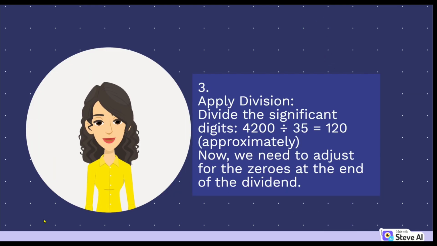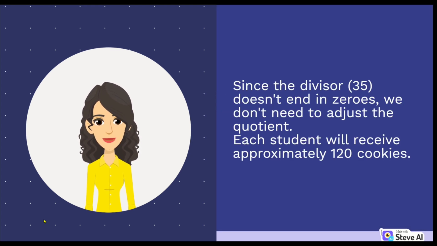3. Apply division. Divide the significant digits. 4,200 divided by 35 equals 120, approximately. Now, we need to adjust for the zeros at the end of the dividend. Since the divisor, 35, doesn't end in zeros, we don't need to adjust the quotient. Each student will receive approximately 120 cookies.